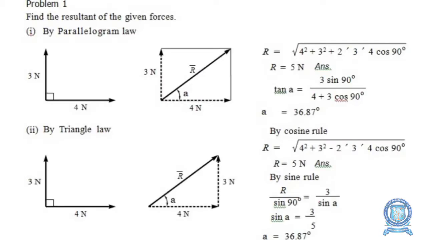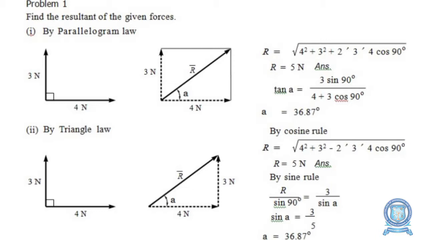Now we can solve a problem based on these two methods. I read out the problem first. Find the resultant of the given forces by parallelogram law and triangle law. There are two forces given. One is a 3 Newton force and the other is a 4 Newton force, and they are acting at right angles to each other. That is, the angle between the two forces is 90 degrees. Let's move on to the problem.